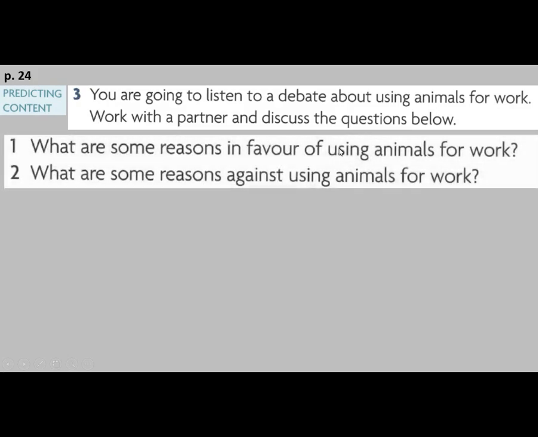Now, what are some reasons in favor of using animals for work? We are going to try to find some reasons for using animals for work and some reasons against. Against means people don't like this. People think we shouldn't do this. We shouldn't use animals for work. So in favor of means it's okay to use animals for work. Against means it's not okay to use animals for work.